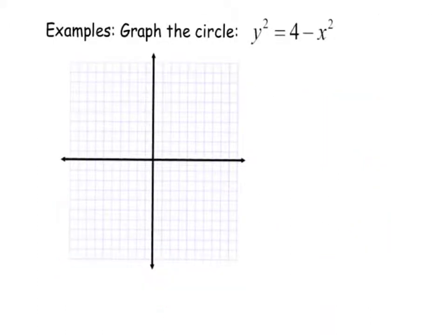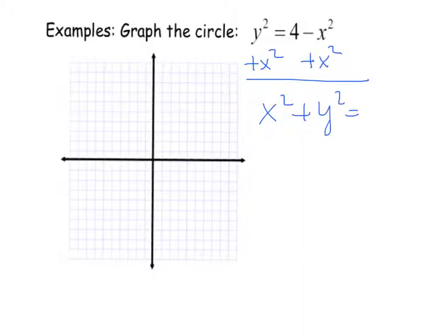In the first example, we are going to graph the equation of the circle that is y squared equals 4 minus x squared. This equation is not in standard form, so I'm going to first rewrite it in standard form by adding x squared to both sides. So the equation in standard form will be x squared plus y squared equals 4. The center of this circle is going to be the point 0, 0. So I'm going to graph that.